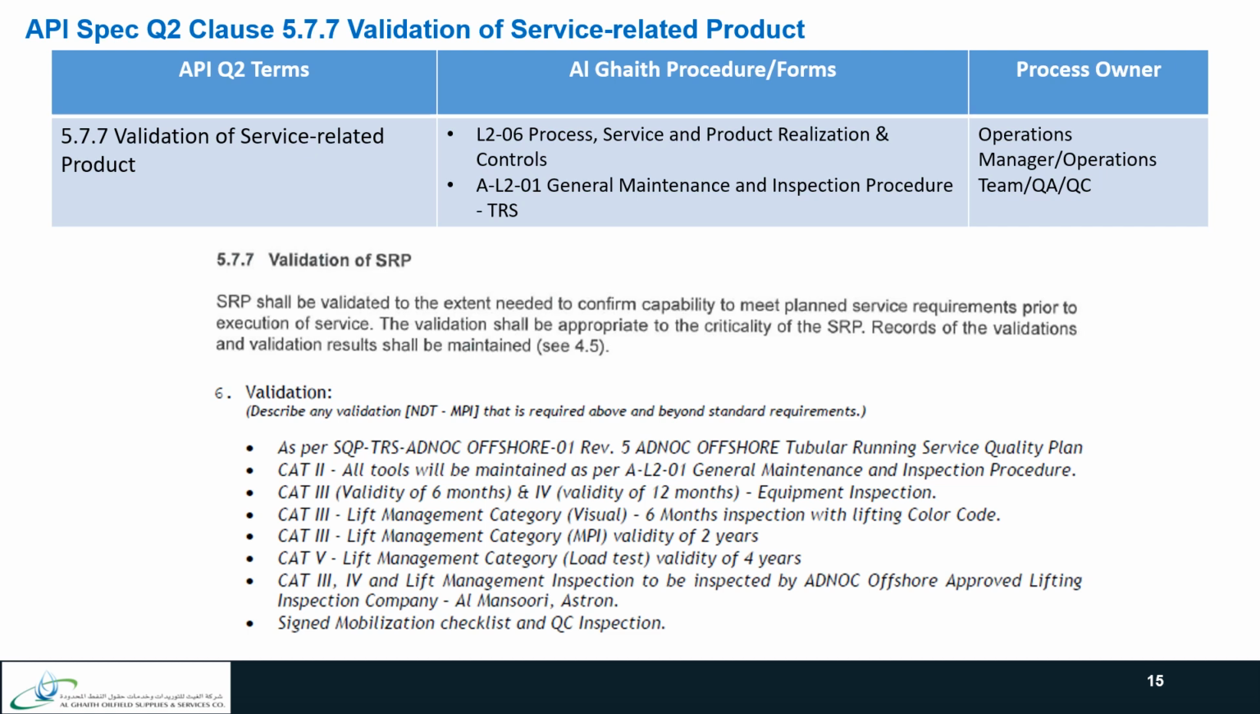Cat2 Maintenance and Function Test Checklist. Cat3 NDT Inspection. Cat3 Lifting Gear NDT Inspection. Signed Mobilization Checklist and QC Inspection Checklist. Design and development changes, including changes to design documents, shall require the same controls as the original design and development.